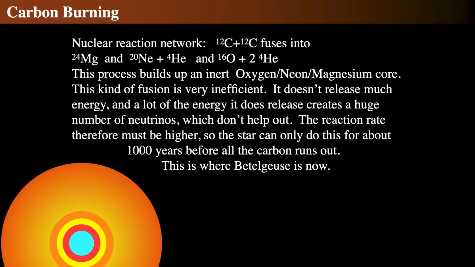This doesn't release a lot of energy because, remember, it takes a lot of energy to make them initially, and each larger nucleus that you get gives off less and less energy. So you have to do more of it, and there's less of it to use, because now we're knocking together fewer objects since they're all combined together, and you get less energy out of it. So this can't last long. And so the reaction rate must be higher so that the star can stay aloft. So carbon burning can only last about 1,000 years before it runs out. And that's roughly where Betelgeuse is now.